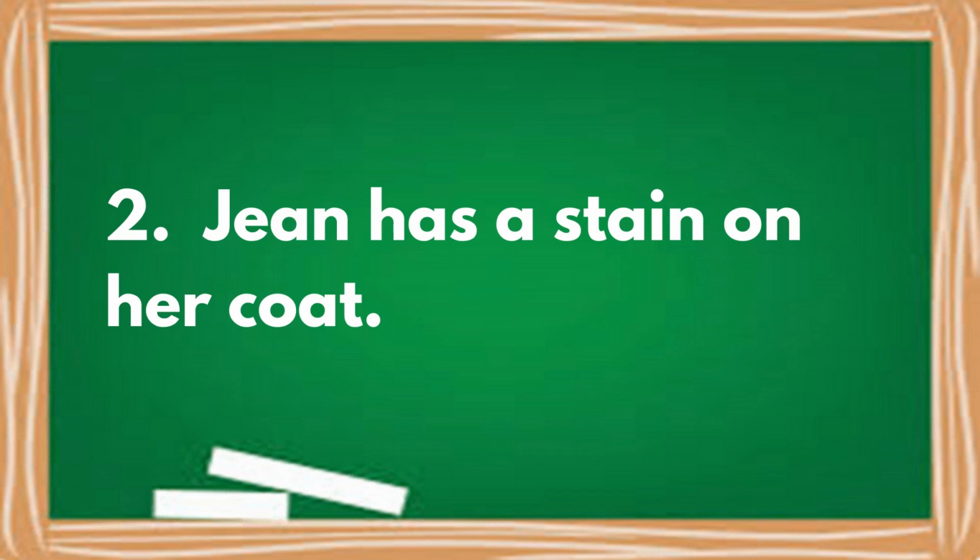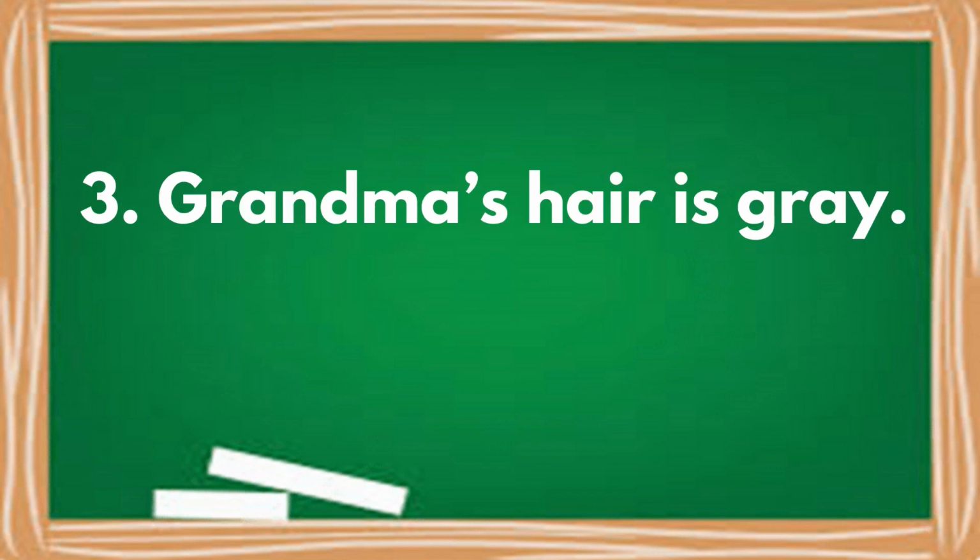Jean has a stain on her coat. Correct. The vowel digraphs are in the words Jean, stain, and coat. Last. Grandma's hair is gray. What do you think are the words with vowel digraphs? Good job! Hair and gray are words with vowel digraphs.